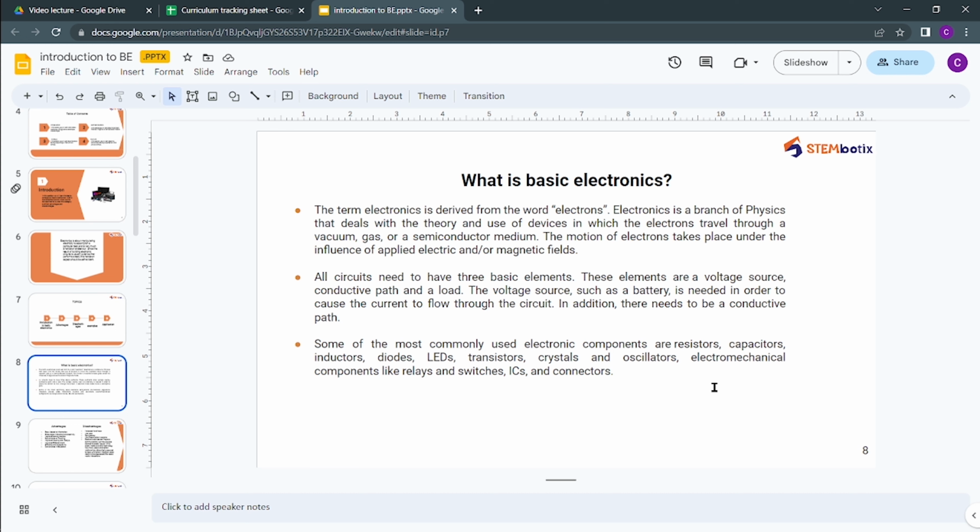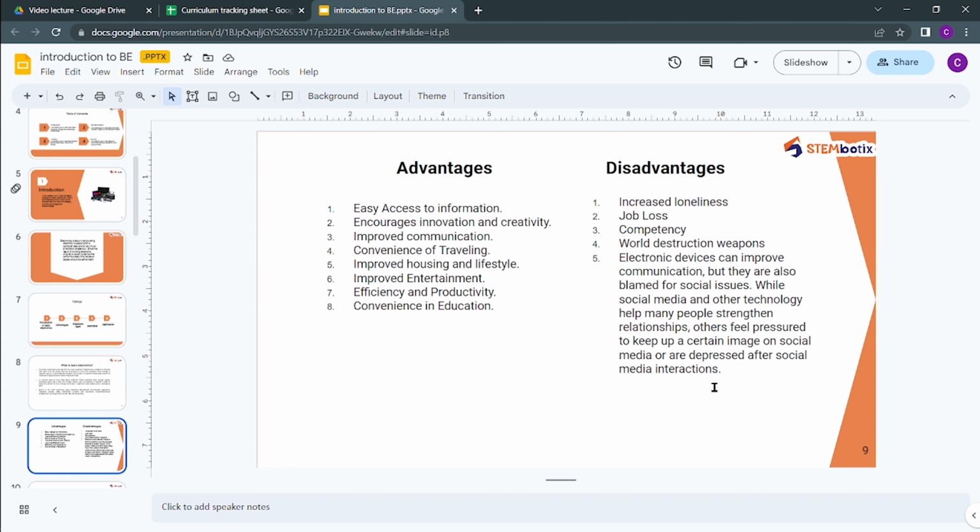Some of the most commonly used electronic components are resistors, capacitors, inductors, diodes, LEDs, and transistors, and some electromechanical components are relays, switches, ICs, and connectors. Now, after seeing the basic definition of basic electronics, we can divide their advantages and disadvantages in a list.